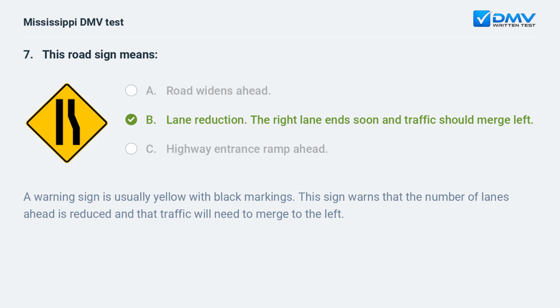A warning sign is usually yellow with black markings. This sign warns that the number of lanes ahead is reduced and that traffic will need to merge to the left.